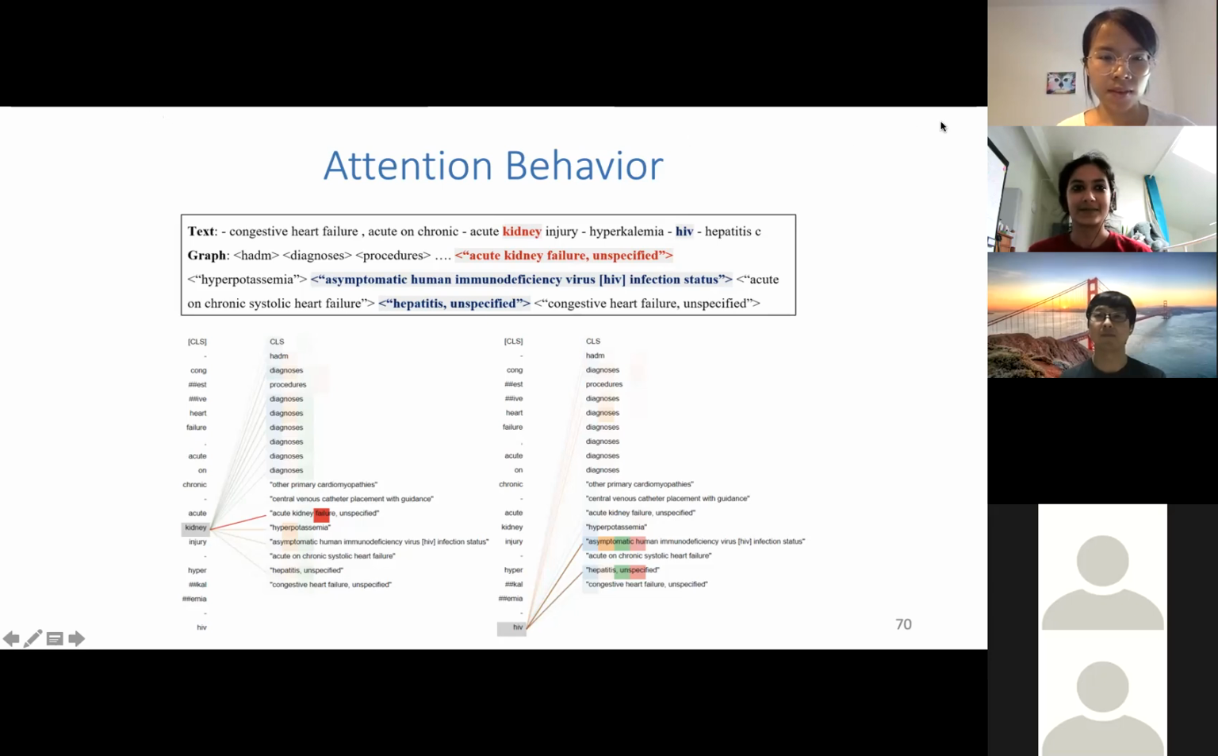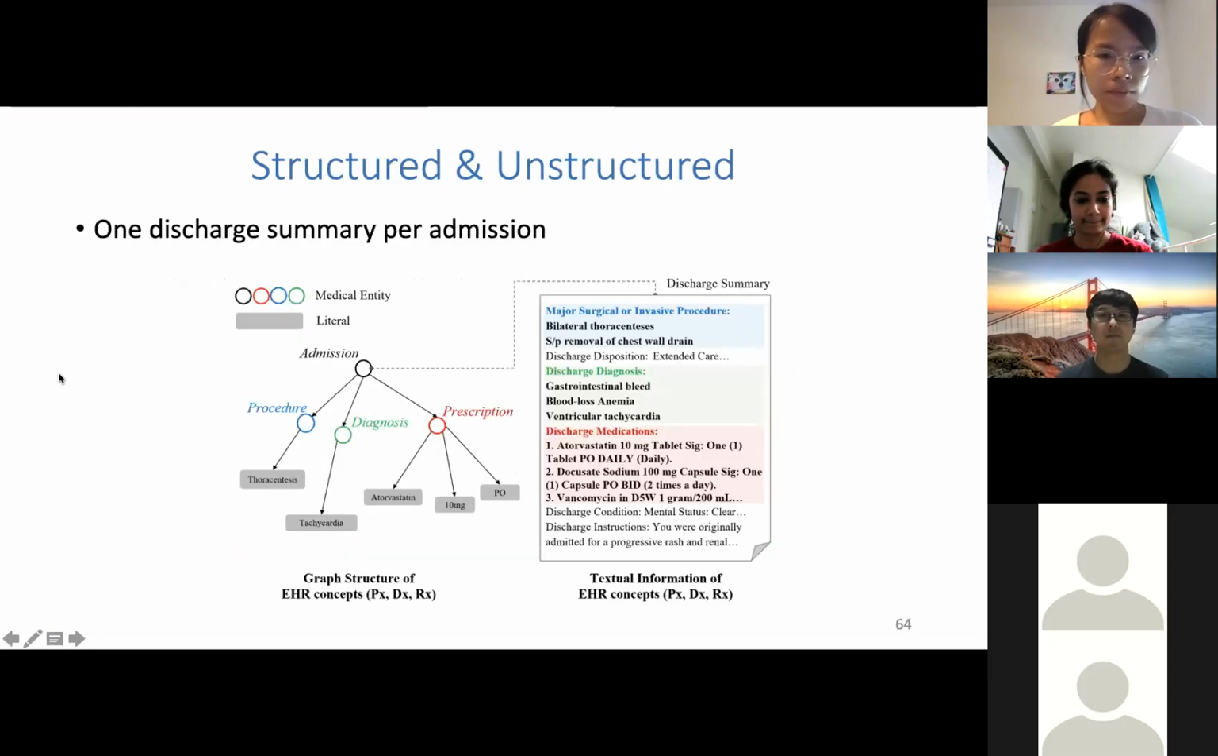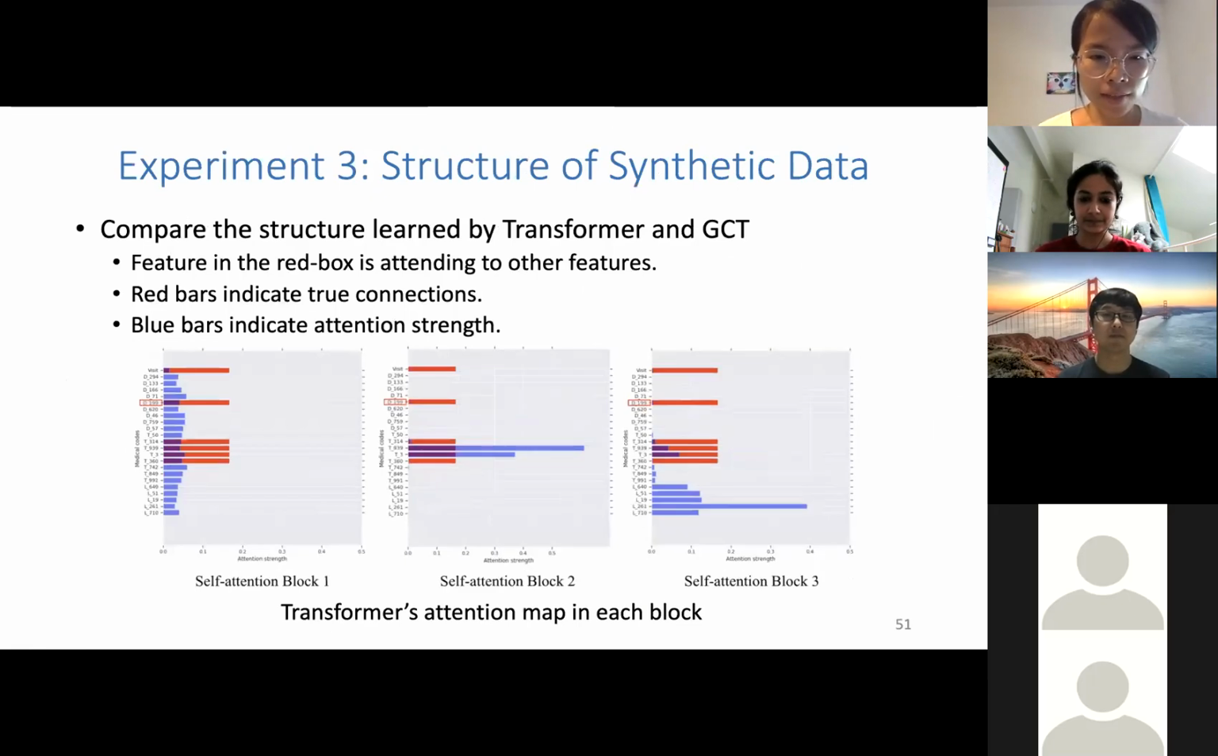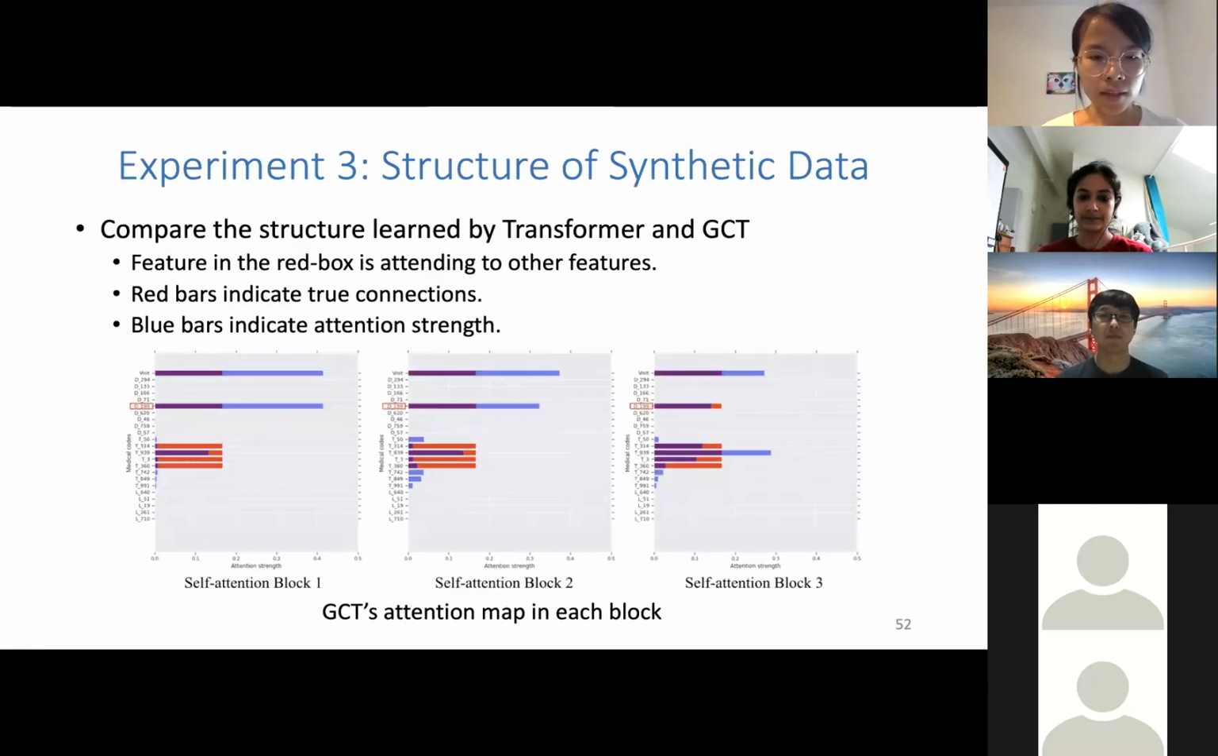And I have a question about the graph convolutional transformer work. I think you showed some results. Oh yeah, these two slides. These are on the synthetic data. So have you done a similar analysis on the real data? I know you don't have the true connections, you don't have the ground truth in a real data set. But have you qualitatively looked at some examples and seen whether they make sense or not?